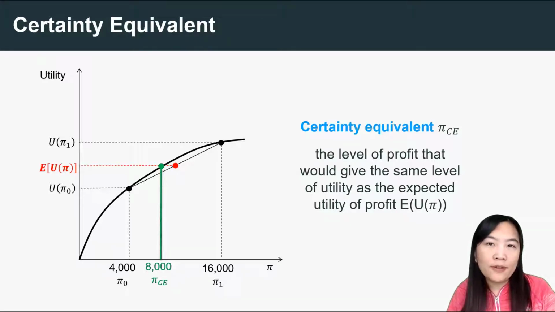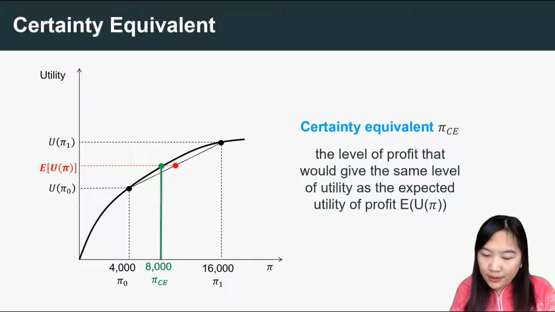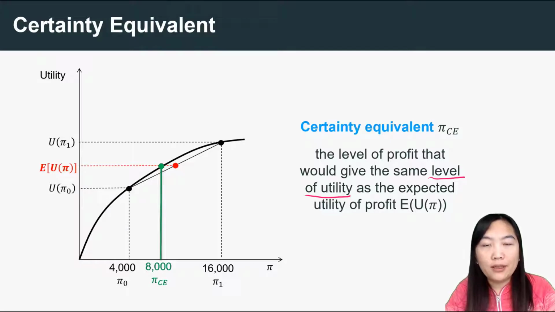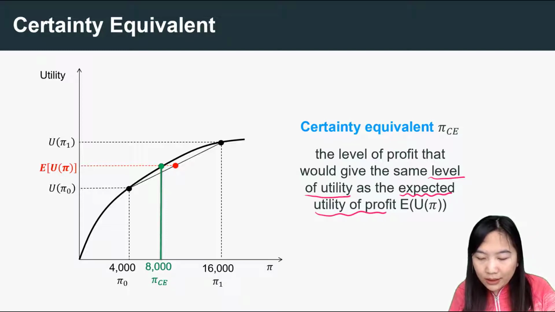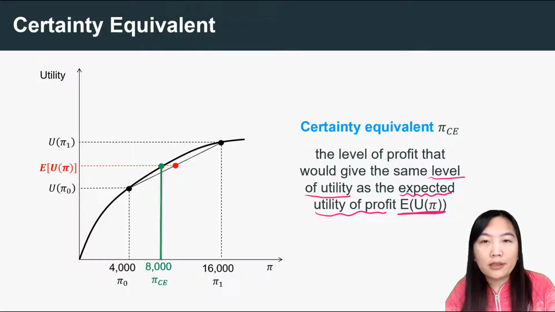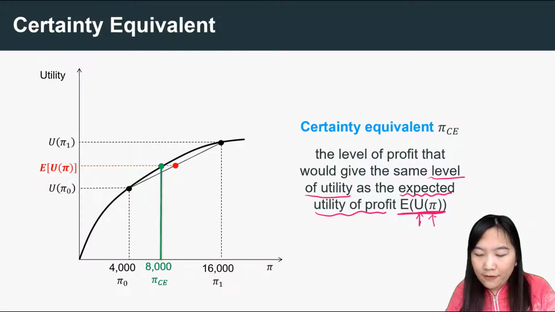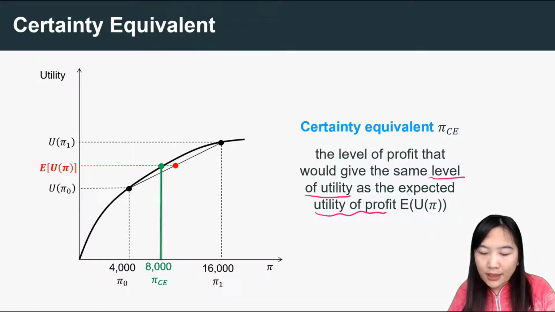It is the level of profit that will give a person, the producer or the farmer, the same level of utility as the expected utility of profit. So pay attention here. Expected utility of profit is this term. We have the E, which is the expectation operator, outside. So that's how you read that.